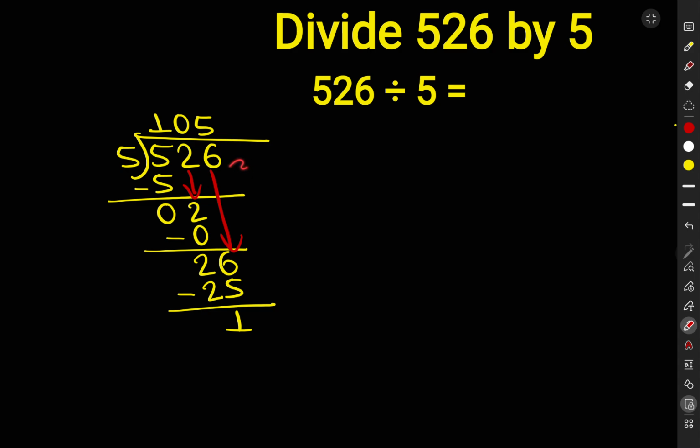So now we have no other number to put down. So we take a decimal here and put 0. So it is 10, and 5 times 2 is 10. On subtracting we get 0. So 526 divided by 5 is 105 decimal 2.